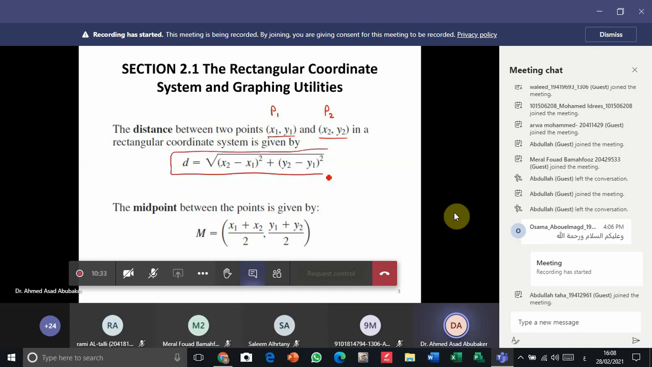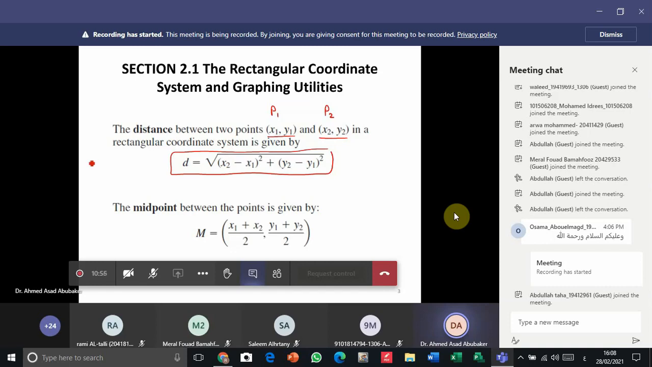By this formula: the radical of the sum of the squares of the differences of the x coordinates and the y coordinates. This is the distance. So we put x2 minus x1 squared plus y2 minus y1 squared, all under the square root.